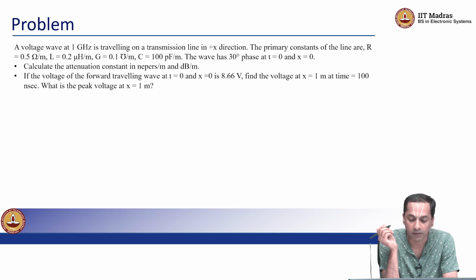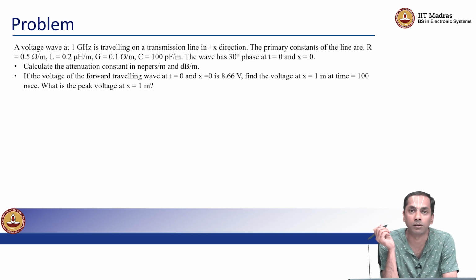It says that the wave has 30-degree phase at t equals 0 and x equals 0. This is to say that in the polar form for the voltage, the phase of the voltage is 30 degrees at the chosen reference of x equals 0 and t equals 0.